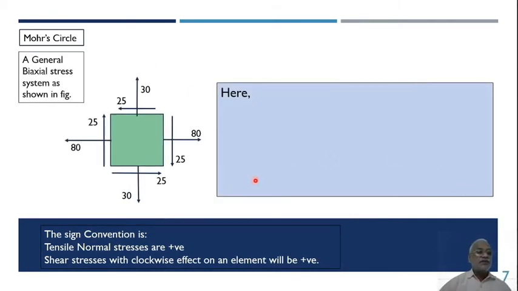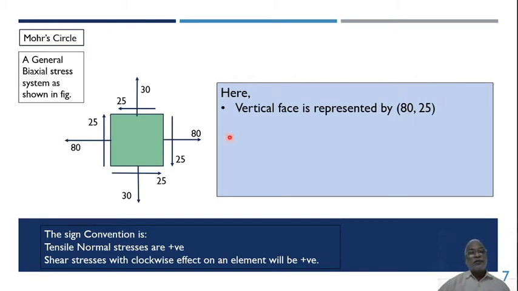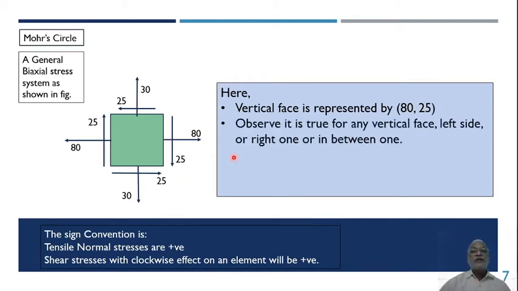Okay. General biaxial system, the same thing, the same sign convention. Here the vertical face is represented by 80, 25, and look at the way I have written plus 80, plus 25, because it is tensile. This is a clockwise couple, that's why. Now observe, it is true for any vertical face, left side or right side or anyone in between. You need not refer to only this face, you can take this face also. I'm saying vertical face, so you can have the plane somewhere there also.